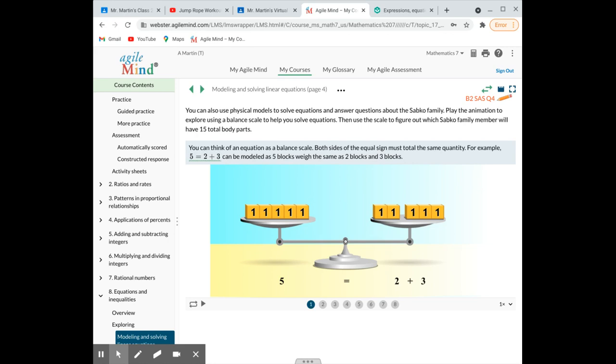You can also use physical models to solve equations and answer questions about the Sopko family. Play the animation to explore using a balance scale to help you solve equations. Then use a scale to figure out which Sopko family member will have 15 total body parts. You can think of an equation as a balance scale. Both sides of the equation must total the same quantity. For example, 5 equals 2 plus 3 can be modeled as 5 blocks weighing the same as 2 and 3 blocks.